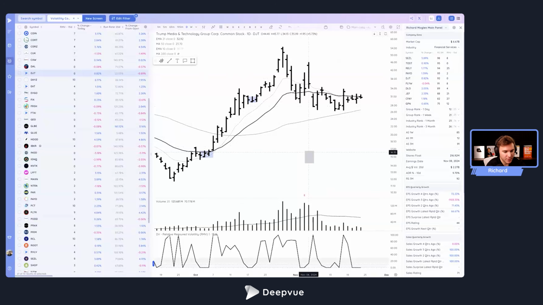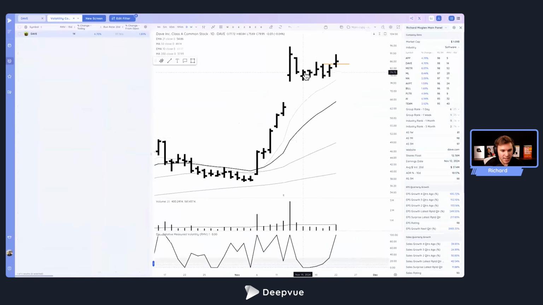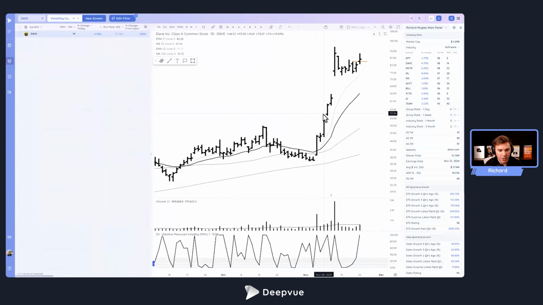Dave, yeah, good example. So Dave, it was tight here, and this is one where it got tight again, but RMV got a little bit higher, and that's because it was so tight in this area that this relatively looks a little bit looser. But when you see a name that gets this tight, you want to get it on your watch list and then keep watching it for a potential scenario.